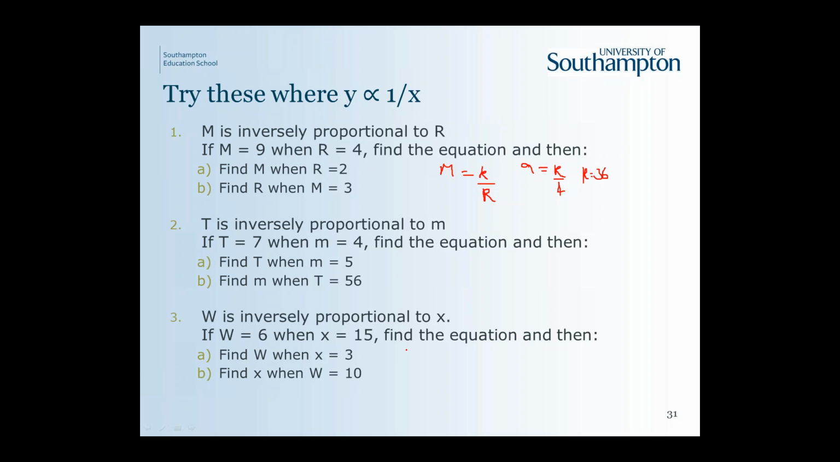Let me do it, because I was tapping out my screen and haven't done it. So, inversely proportional, so 6 is K over X. So K is 6 times 15, which is 90. Yeah, K is 90. So W is 90x. Oops, sorry. W is 90 over X. So when X is 3, it's 30, and X when W is 10.